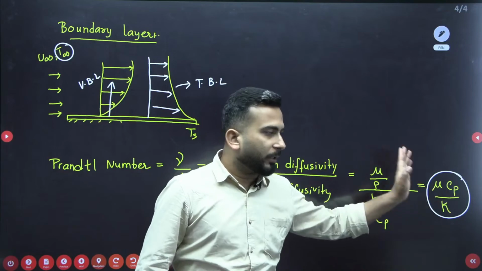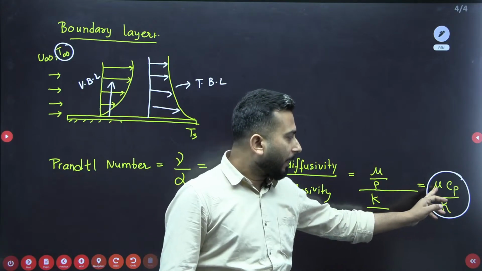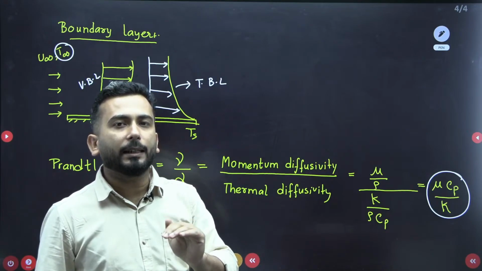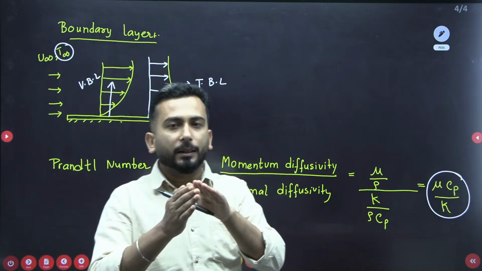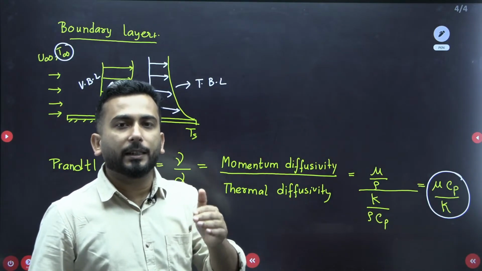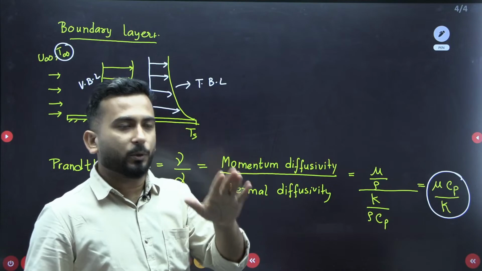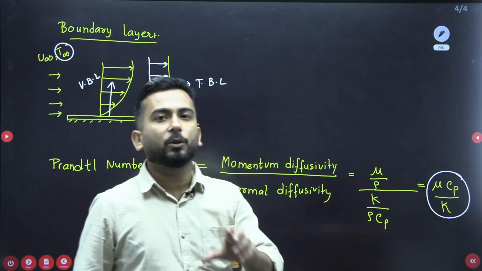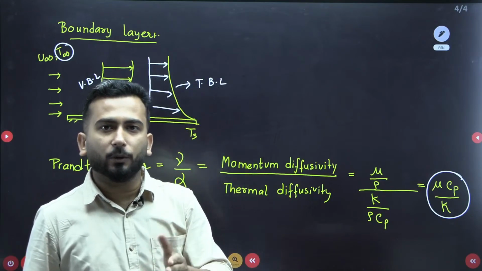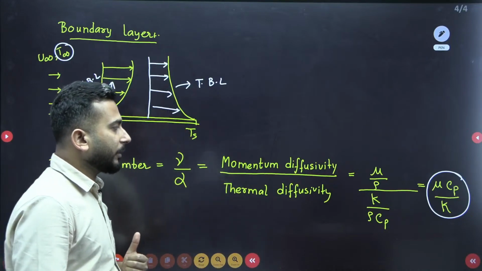Now look over here at the expression, mu Cp by K. Mu is the dynamic viscosity, and it gives you an idea about the velocity boundary layer, at what rate friction is there between the layers, so momentum diffusivity. And K is nothing but the thermal conductivity. So thermal conductivity gives you an idea about the rate of heat transfer, that is, at what rate heat is getting transferred.